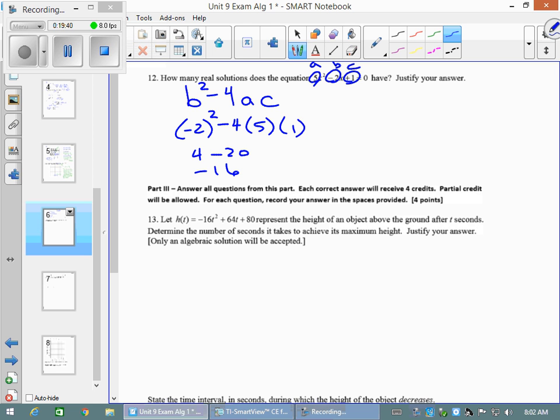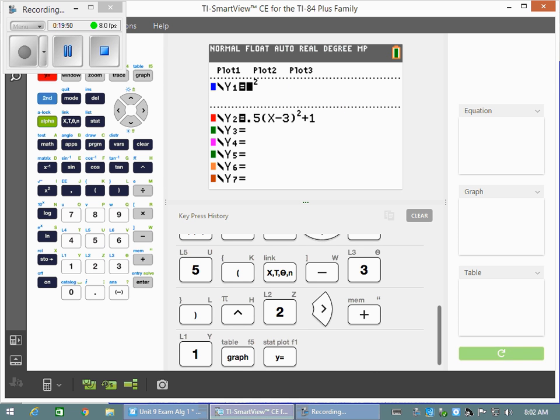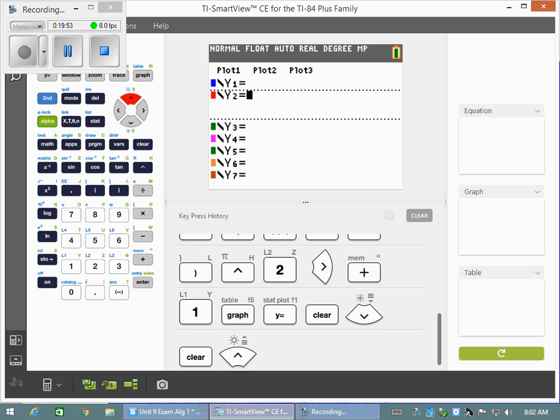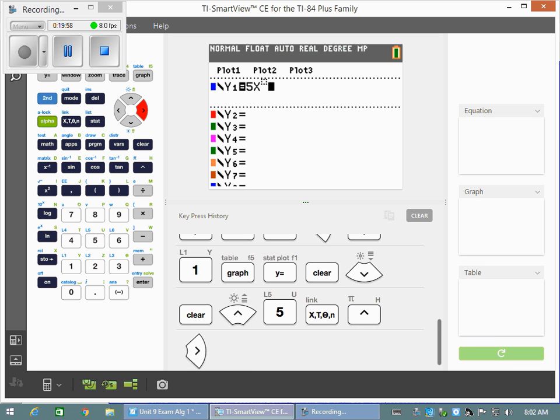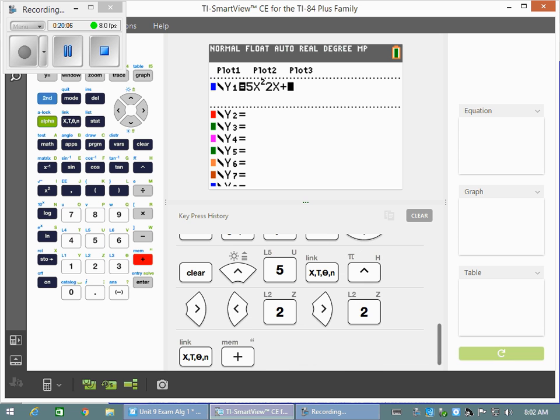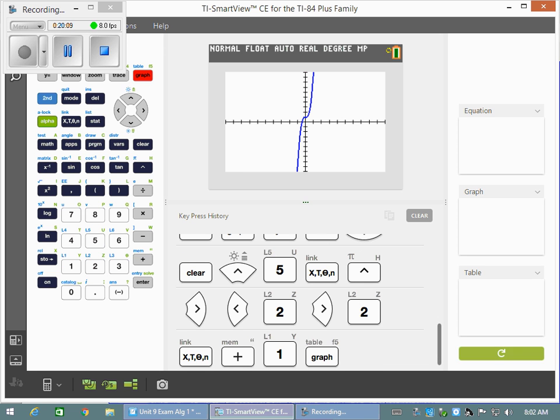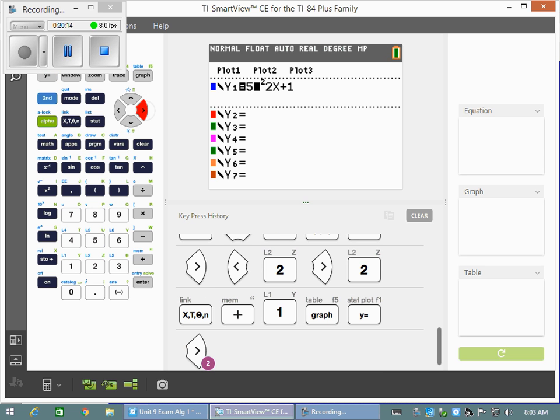Another way you could have looked at this would be graphically. If you went to your calculator and went to y equals, and typed in this equation, you want to look at the picture to see how many times the graph crossed the x-axis or touched it. So go to y equals, type in 5x squared minus 2x plus 1, and then look at the graph. I'll be able to see that it doesn't intersect. I'll show you a picture of that. One second.